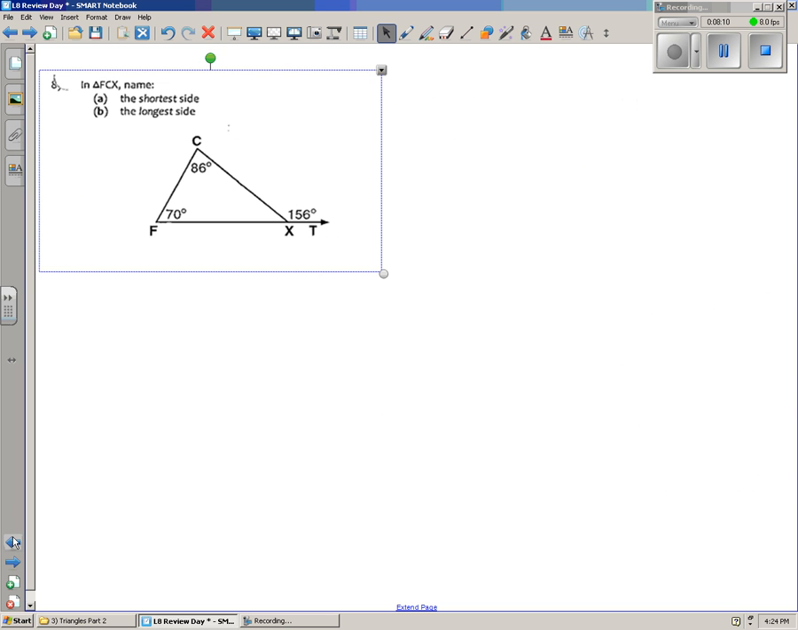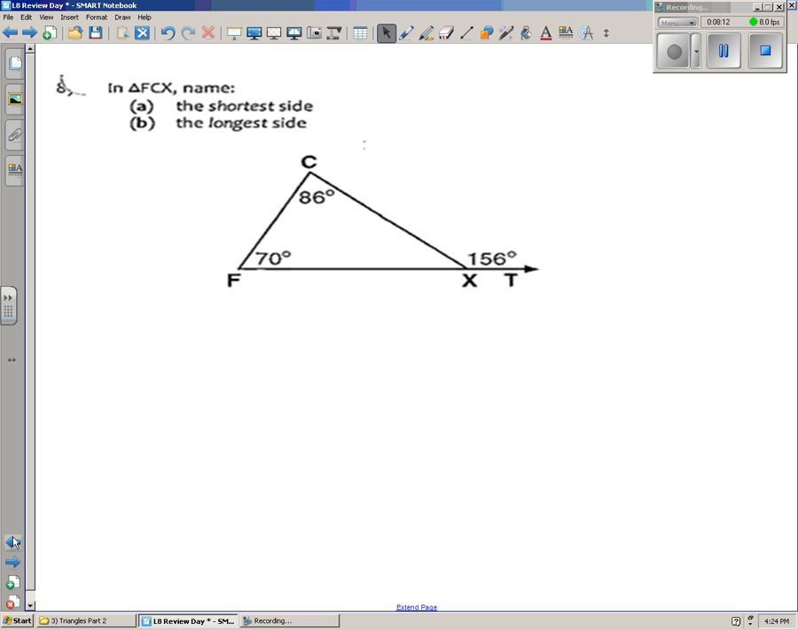All right, number 8 is much, much easier. It says in triangle FCX, name the shortest and the longest side. So you need to figure out this missing angle, and you can figure it out pretty easily by doing 180 minus 156. Or you could have added up 70 and 86, which gives you 156, and subtracted from 180, so you get 24.